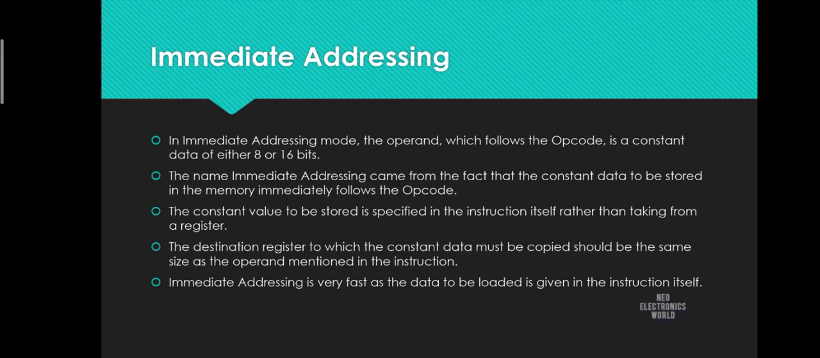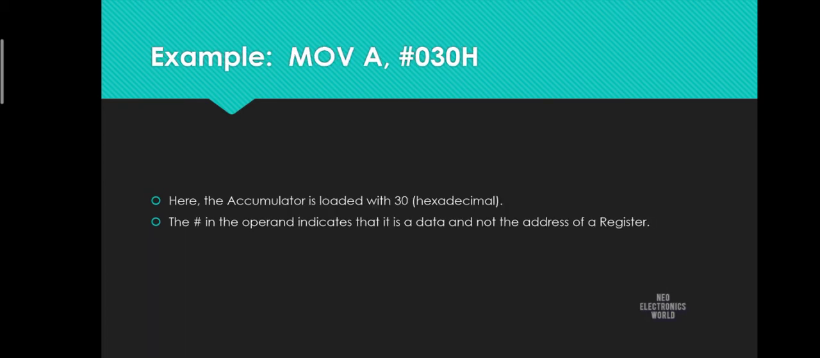In the instruction itself, we can see the constant value. The destination register to which the constant data must be copied should be the same size as the operand mentioned in the instruction. Also, immediate addressing is very fast as the data to be loaded is given in the instruction itself. Let's look at an example.